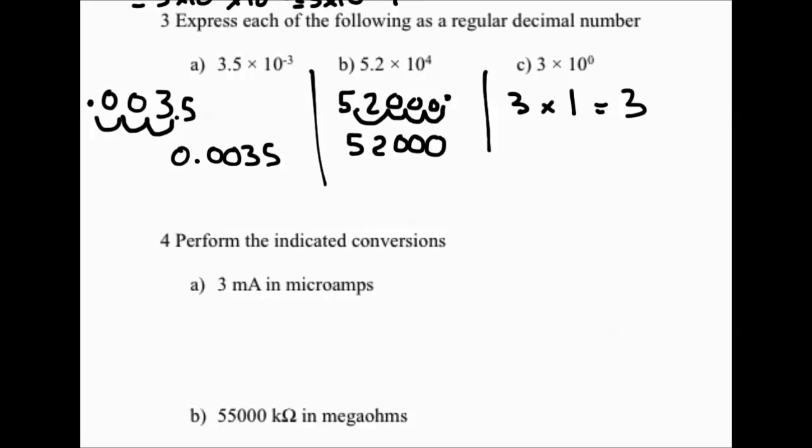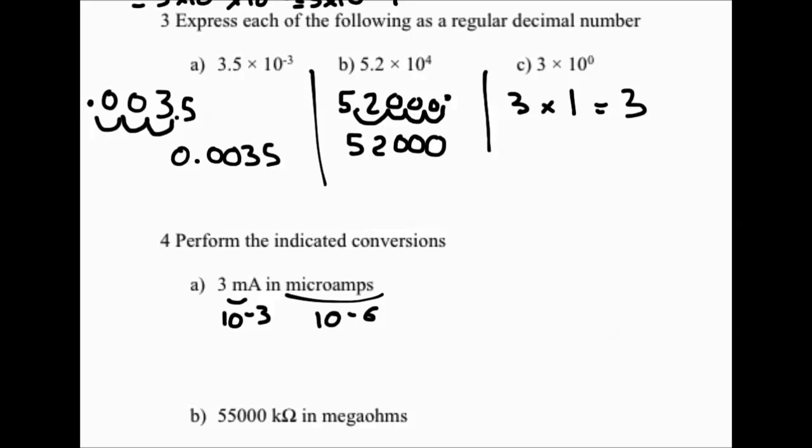Perform the indicated conversions. I want milliamps into microamps. Okay? So what is a milliamp? A milliamp is 10 minus 3. So that's 10 minus 3, and I'd like something in 10 minus 6.